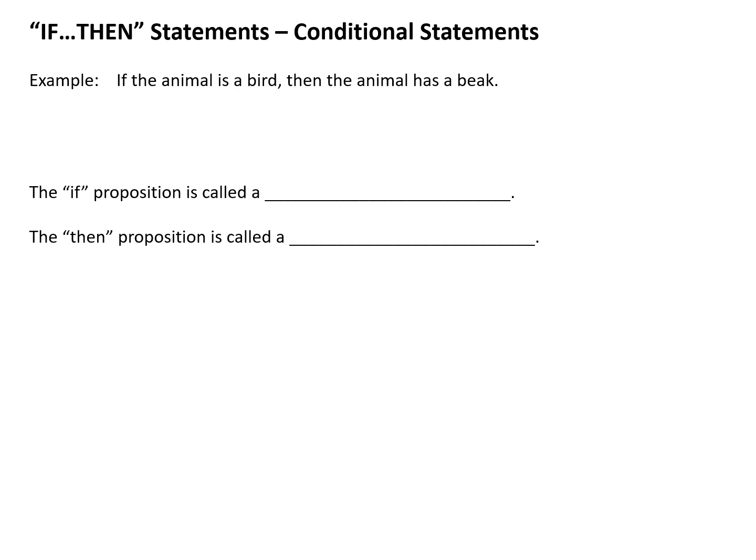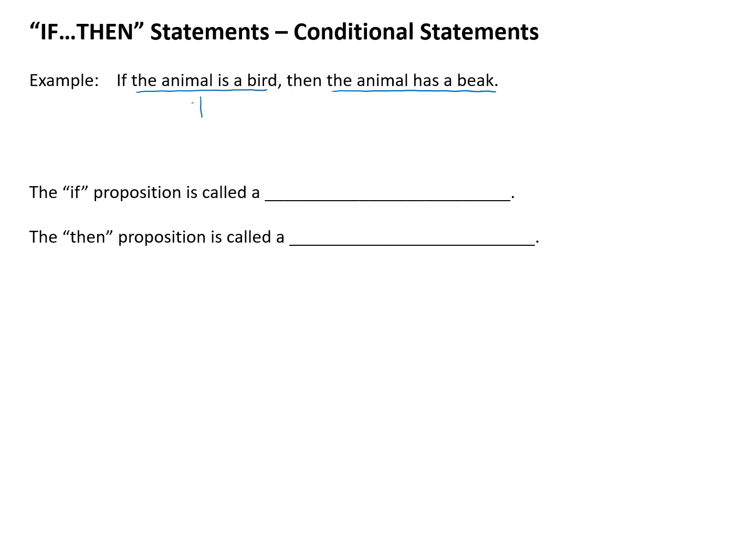The third common way of combining two propositions into a single statement is with the phrase if-then. If-then statements are also called conditional statements. Now, the order in an if-then statement matters. In this example, if the animal is a bird, then the animal has a beak.